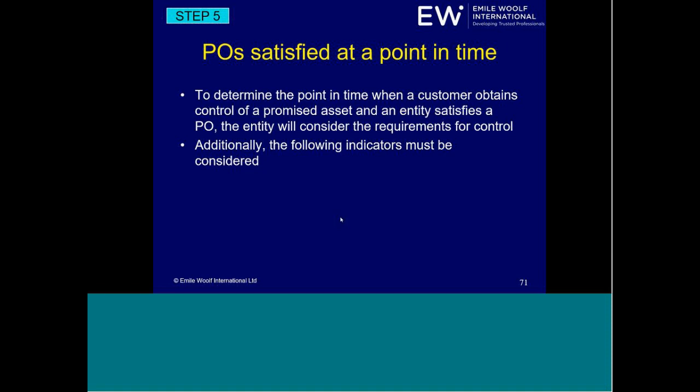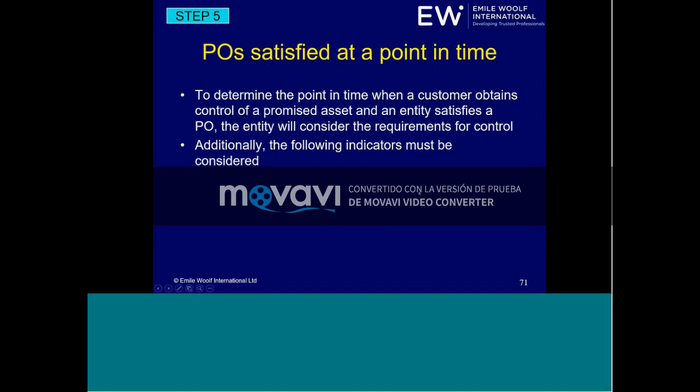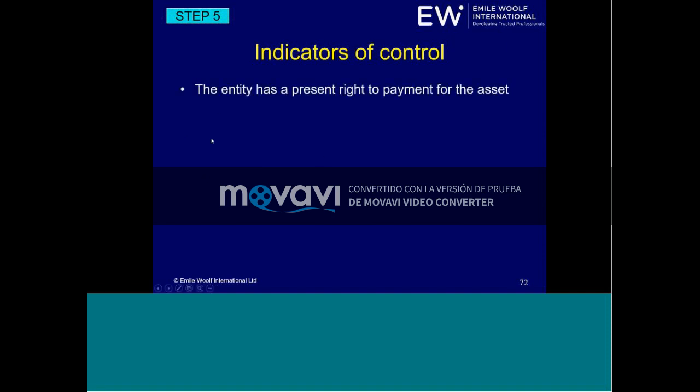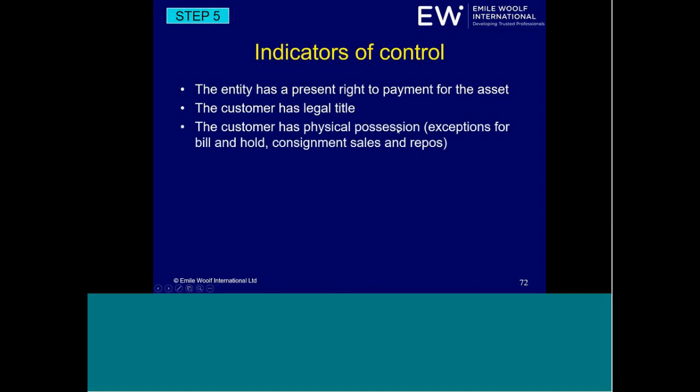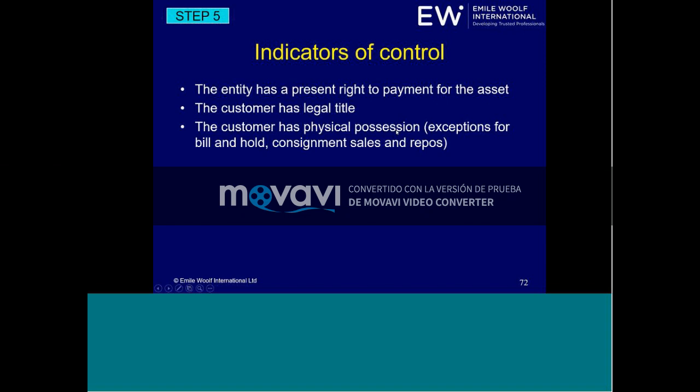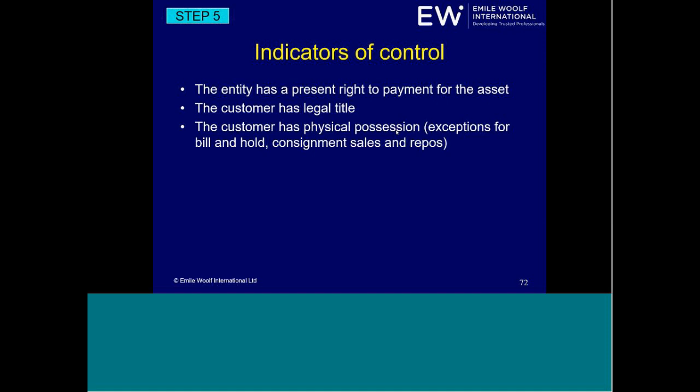As additional indicators: legal title. Possession. We have an expression in England that possession is nine-tenths of the law. When a customer says, well, it's in my pocket, it's mine, that's a pretty good indication of control, actually. The customer, therefore, has the risks and rewards of ownership. The customer perhaps has gone through a process of inspection and acceptance of the asset.